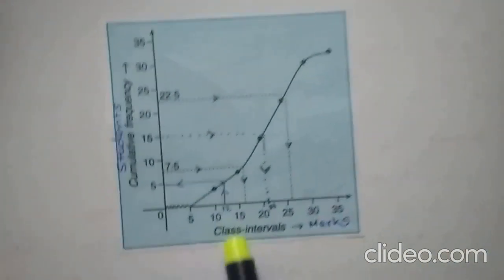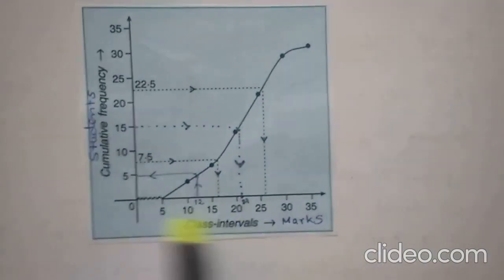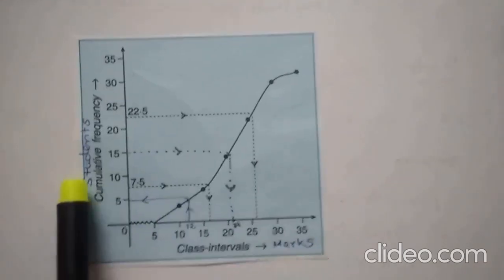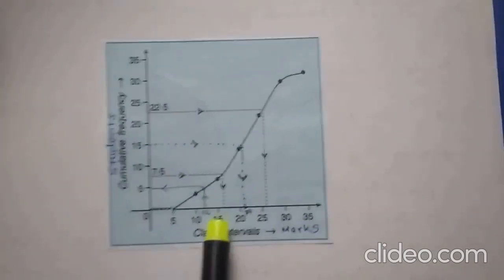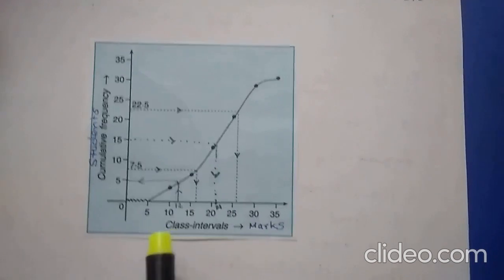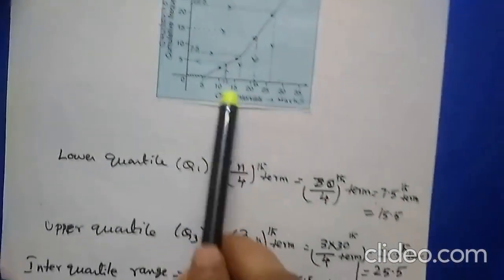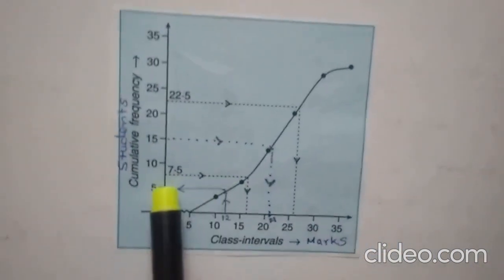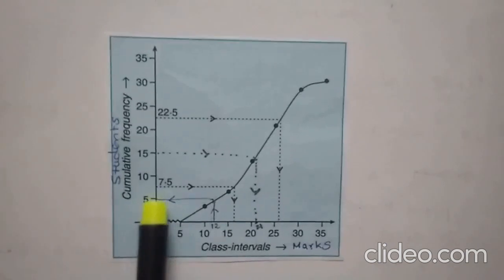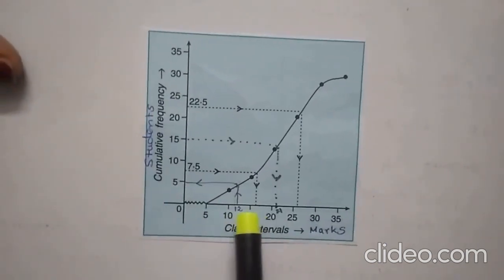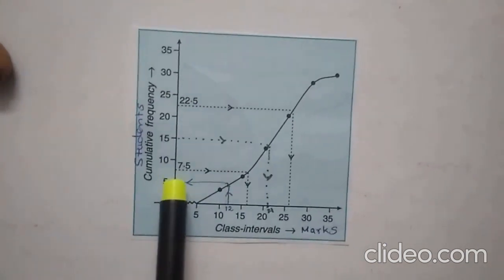Now, in the same figure, I am going to find how many students got more than 12 or less than 12 marks. These kinds of questions will come. Now the question is the number of students who obtained less than 12 marks. Draw a vertical line from 12 on your x-axis. Where it intersects, draw a horizontal line. It intersects on 5. Therefore, 5 students got less than 12.